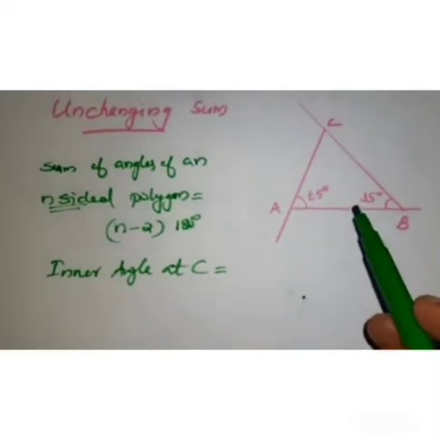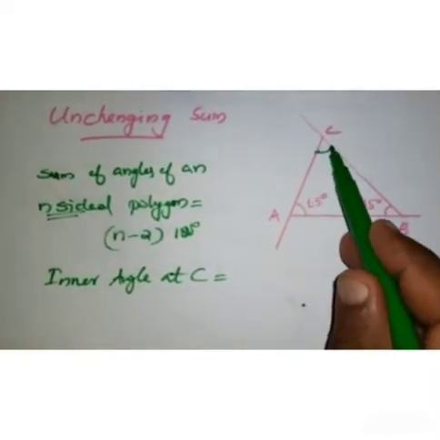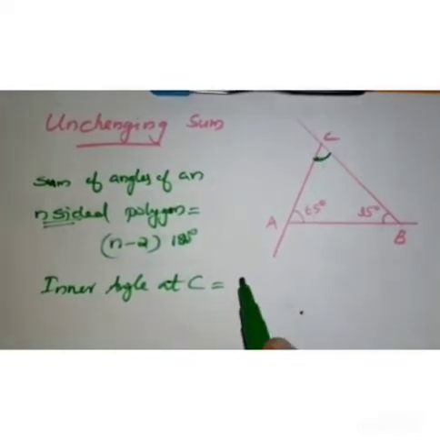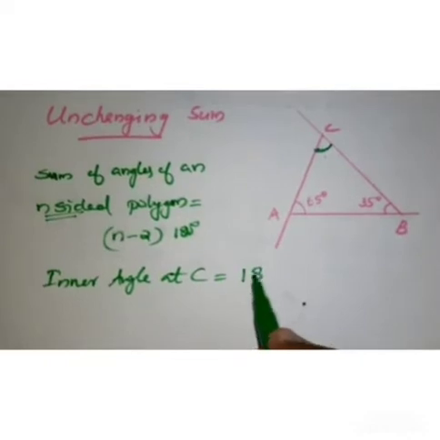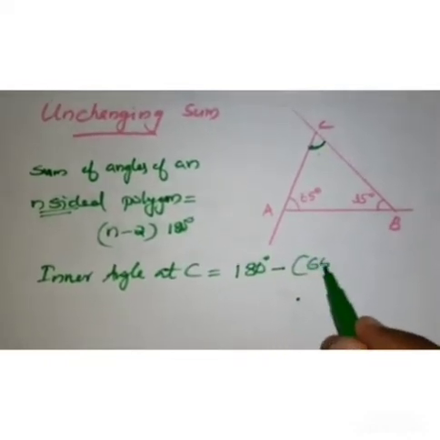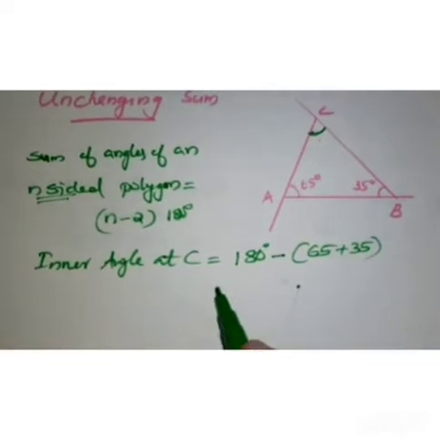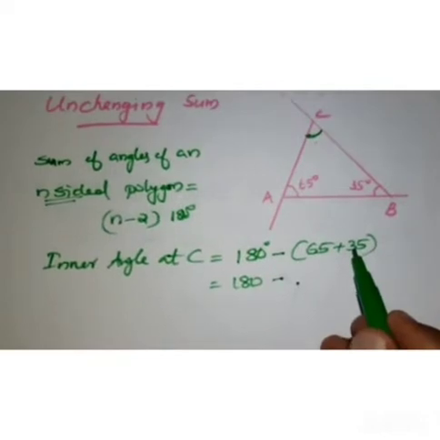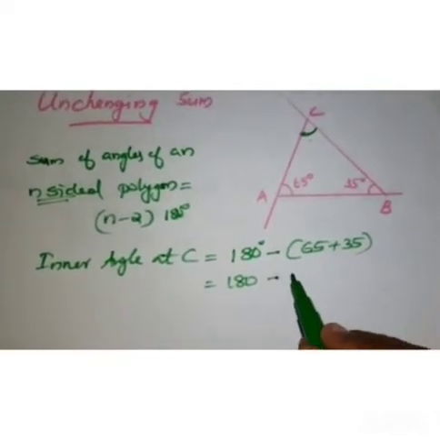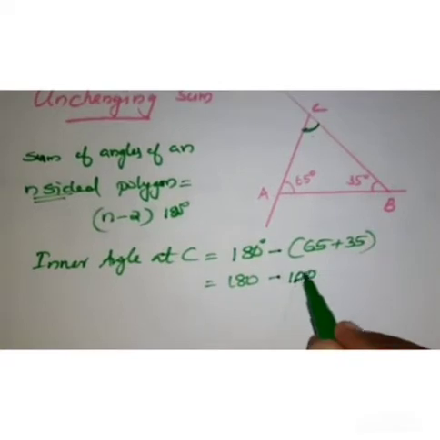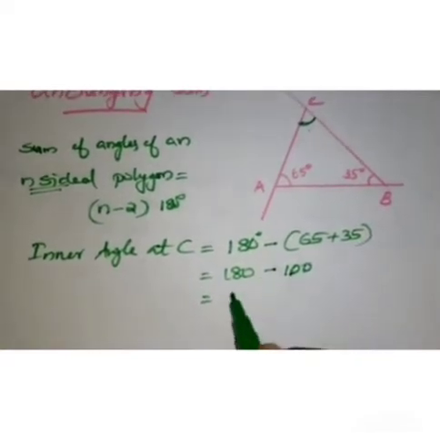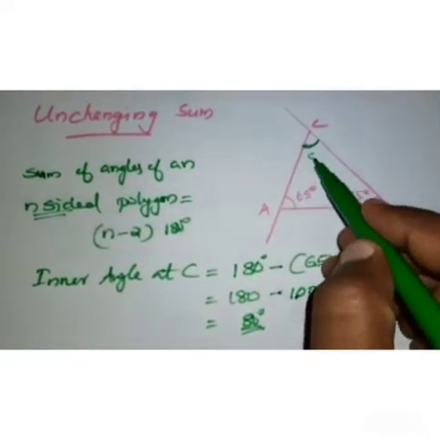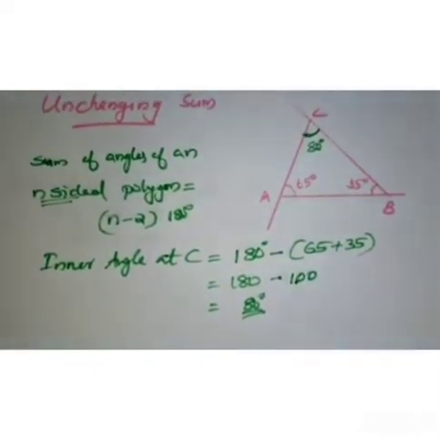First you have to find out the third angle of the triangle. One angle is 65, the next one is 35. How will you find out the third? Total angle is 180 minus (65 plus 35). So 180 minus, how much is this? 60 plus 30 is 90, 90 plus 10 is 100. So 180 minus 100 is 80 degrees. So the third angle of this triangle is 80 degrees.